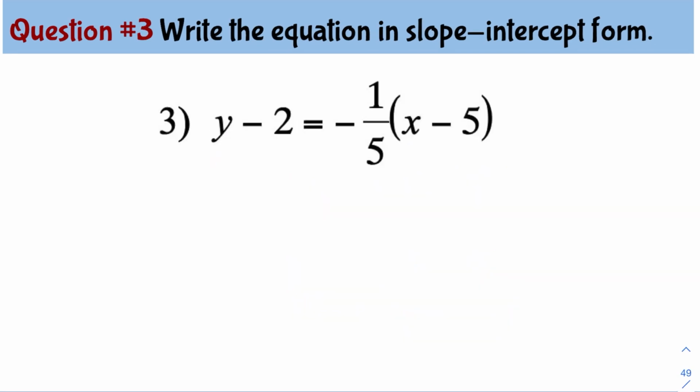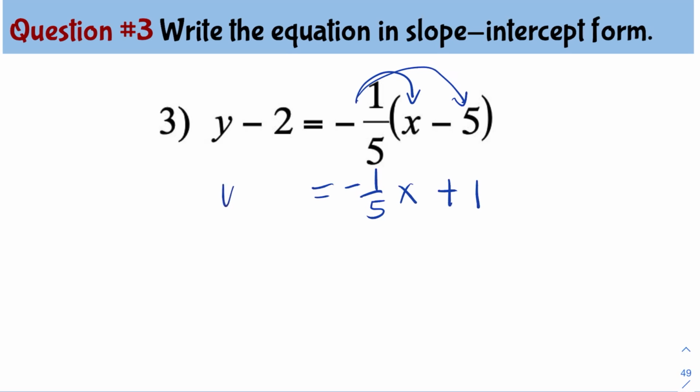Question number 3. y minus 2 equals negative 1/5 times the quantity x minus 5. For this equation, the first thing that we need to do is distribute the negative 1/5 to the parentheses x minus 5. So the right side is negative 1/5 x. Negative 1/5 times negative 5 is positive 1, because negative 1 times negative 5 is 5, and 5 divided by 5 is 1.